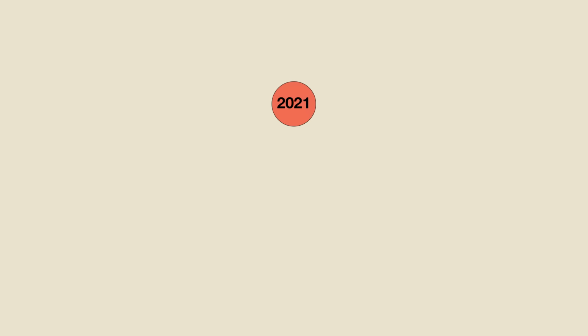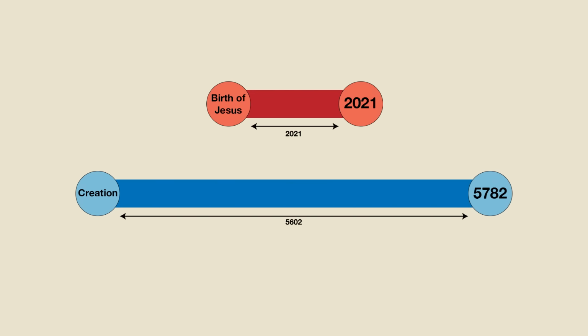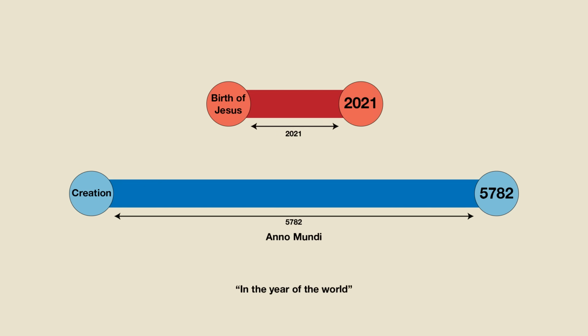As you probably know, the year 2021 is based on the approximate number of years that have passed since the birth of Jesus. I say approximate because nowadays most scholars actually give a date of around 4 BCE for the birth year of Jesus. However, the Jewish year, which is soon to be 5782, is based on the supposed number of years that have passed since the creation of the world, which is why the acronym AM is often placed alongside the Jewish date. AM stands for Anno Mundi, meaning in the year of the world.